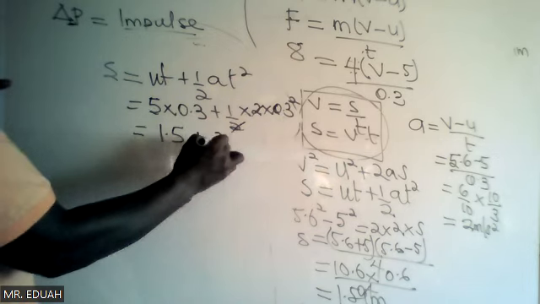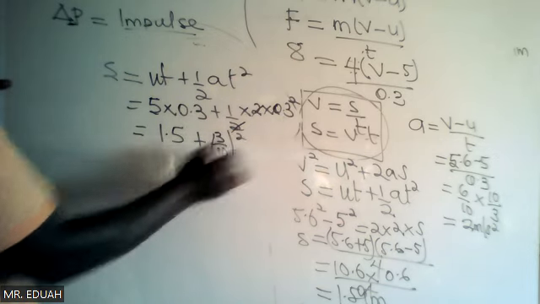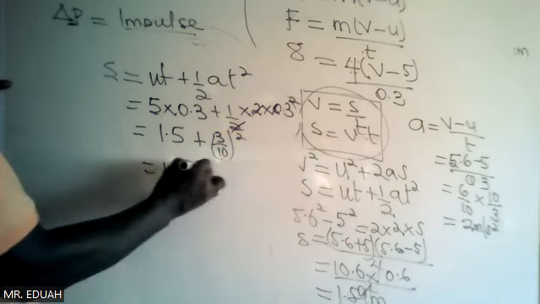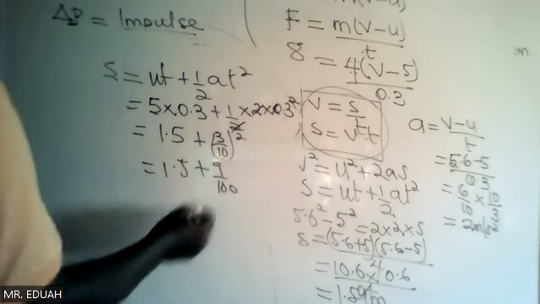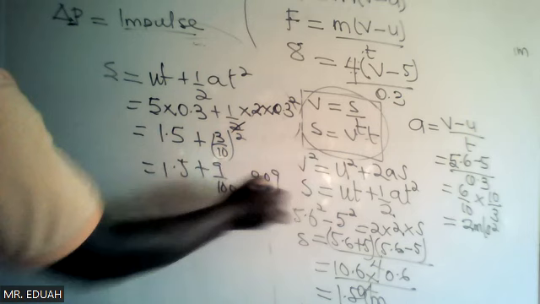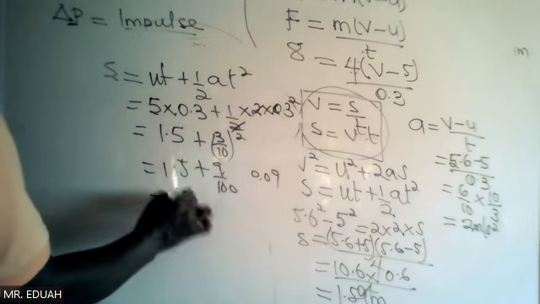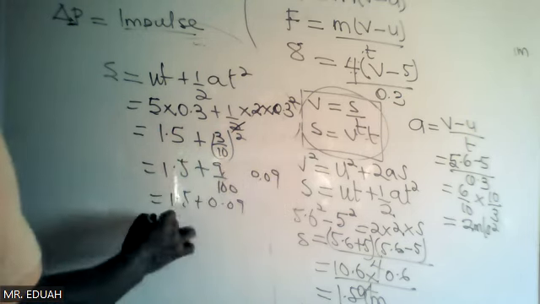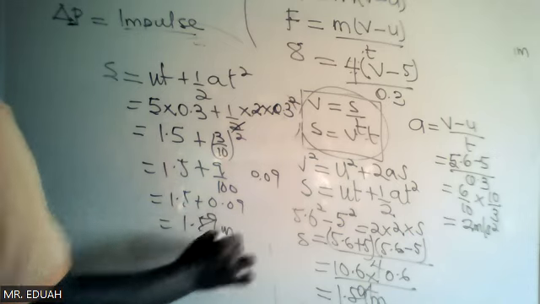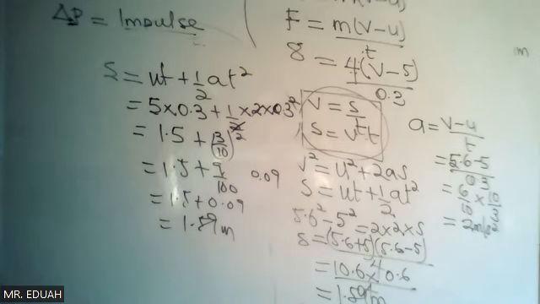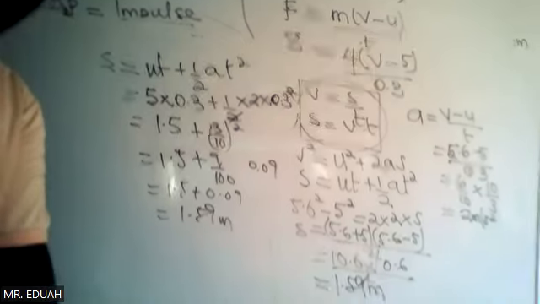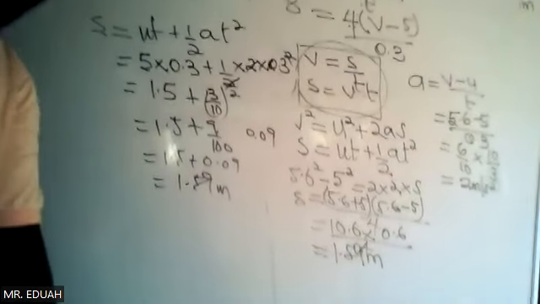Okay. 1.5 plus 9 on 100. Please calculate that for me. So this is 0.09. 1.5 plus 0.09 is equal to 1.59 meters. Please, do we see it? Yes, please. So whichever way we go, water would surely reach you.